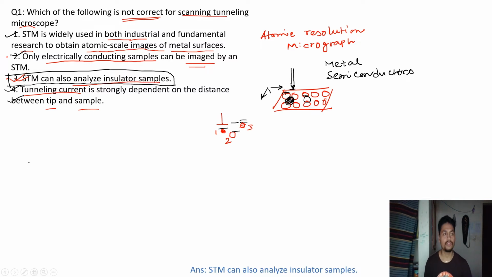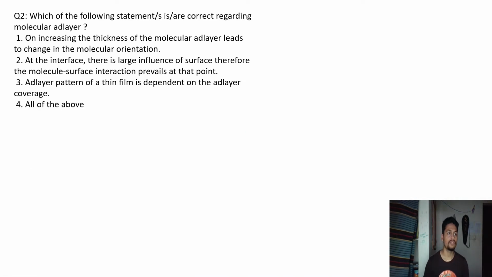Okay, let's go to the second question. So what is the question? Let me read it out first. The question is, which of the following statements is correct regarding molecular ad layer? So I already said in this week mainly two things we have learned: the details about molecular ad layer, and then molecular adsorption, and also a brief introduction about the scanning tunneling microscope. So what is a molecular ad layer? Let me first read out the options, and then I'll try to explain what will be the answer and how you can reach that.